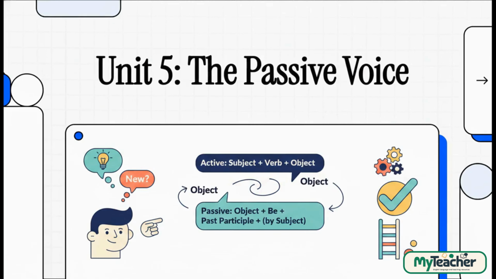Hello, second baccalaureate students. Welcome to today's explainer, Unit 5 Grammar, the passive voice. Now today, we're going to learn a super important but honestly very simple grammar rule. Don't worry at all if it sounds totally new to you. It's actually really easy, and we're going to figure it out together, just step by step. Sound good? Let's dive in.